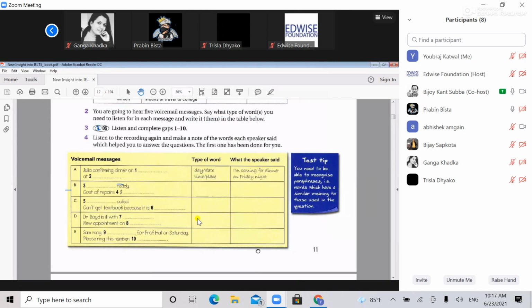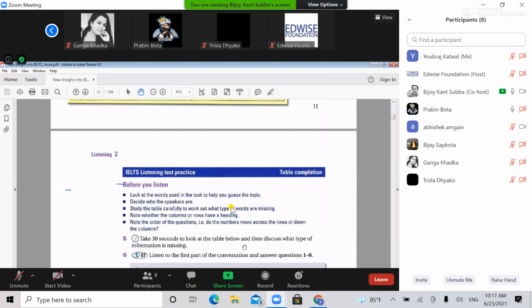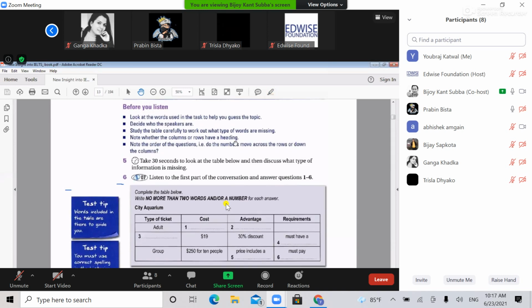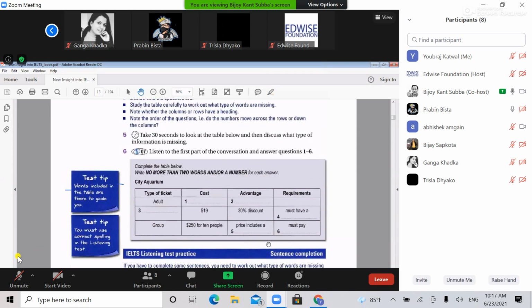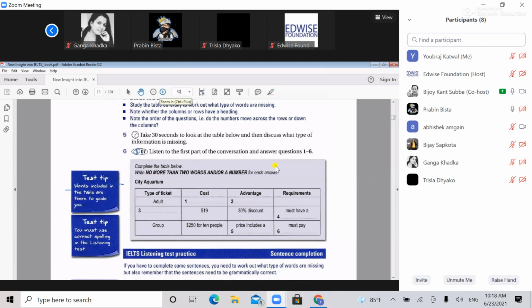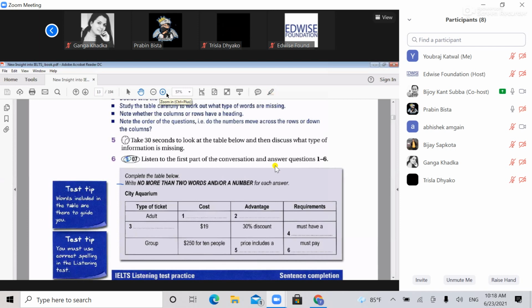Okay, let's go on further. Now, in this exercise we're going to try a table. Information can be given in different ways. What we have here is a table. Take a look at this.